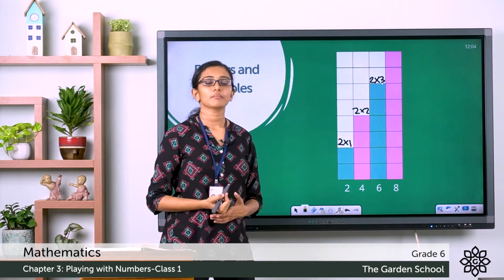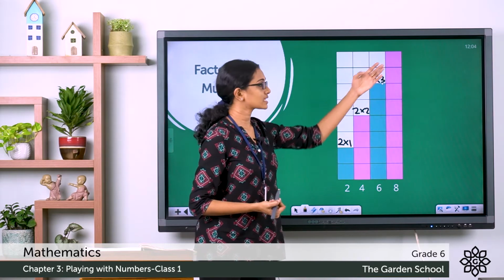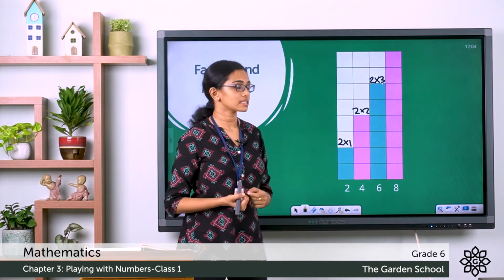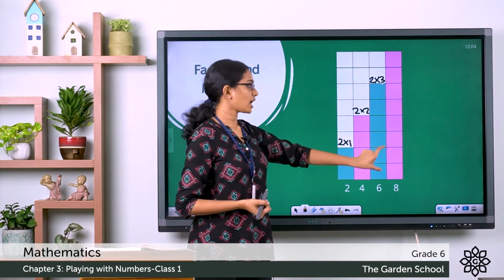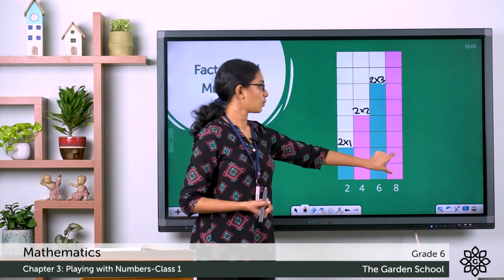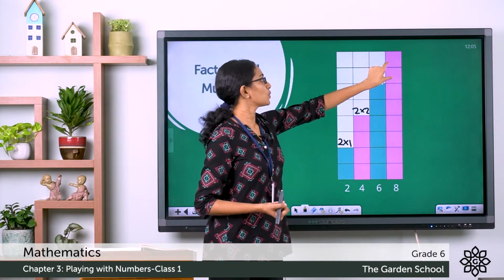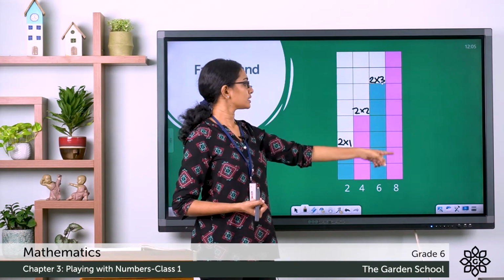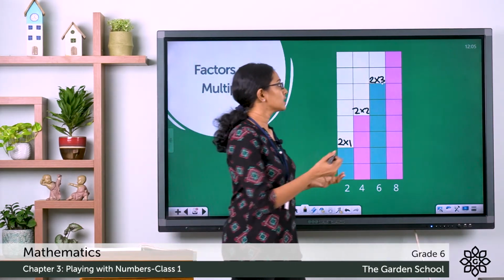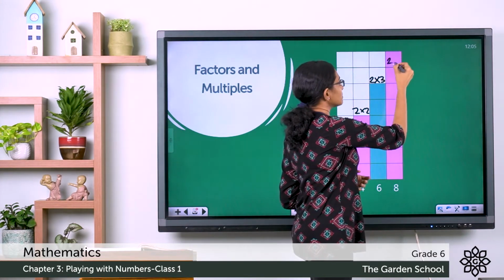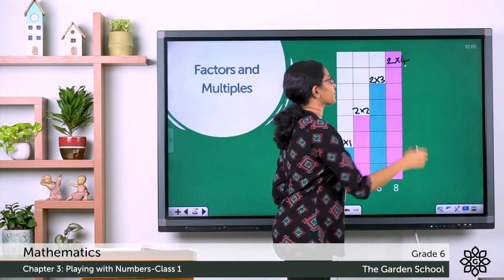Now what about the number 8? Here I have got 8 centimeters to cover. I have got a strip of 2 centimeter length. Now how many strips would I need? 1, 2, 3, 4. So here the number 8 would require strip of 2 centimeter. How many times? 2 times 4.